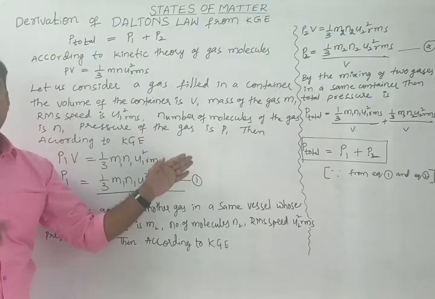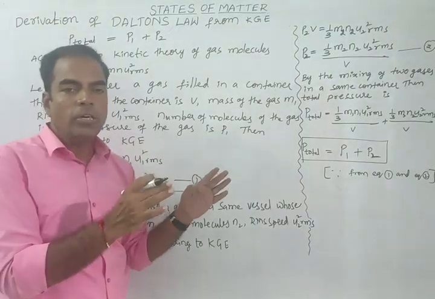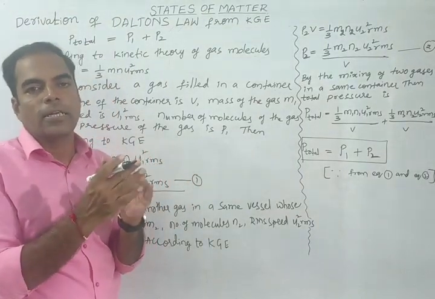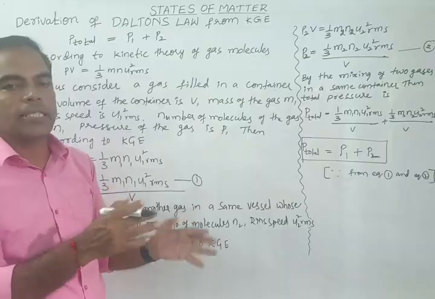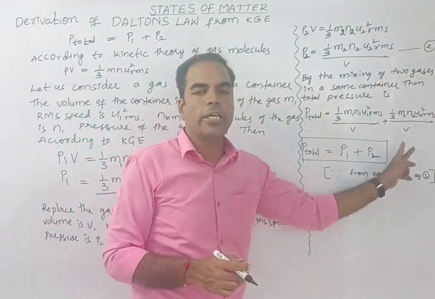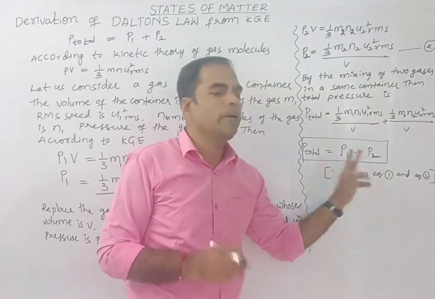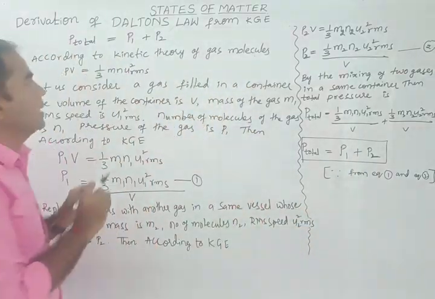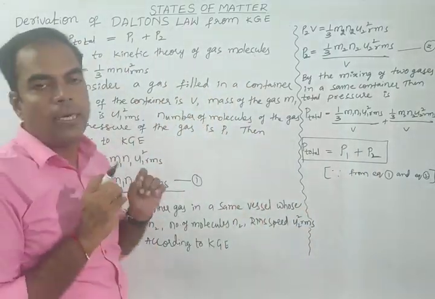Similarly, the vessel is replaced with another gas. Now for the mixture of these two non-reacting gases in the same container, P total equals the sum of the individual partial pressures, P1 plus P2. This is Dalton's law of partial pressure.